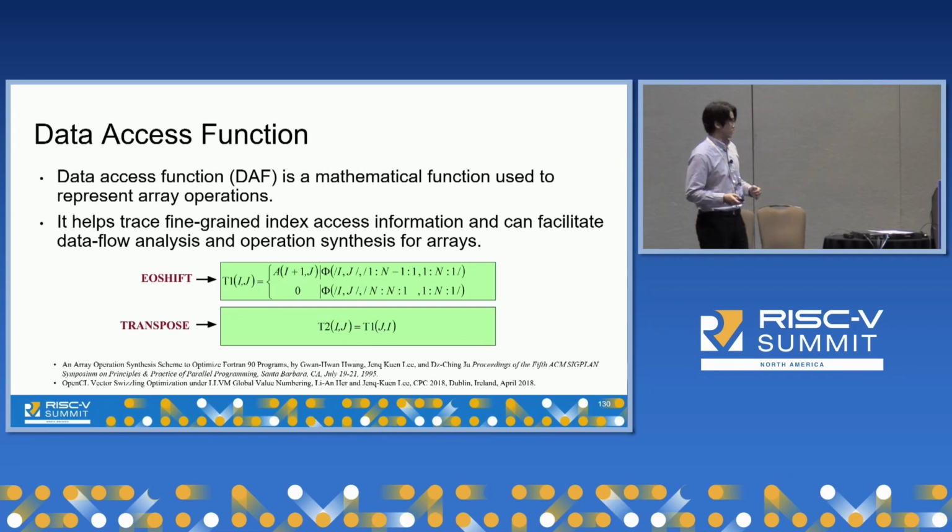And how do we achieve this? We achieve this by utilizing the data access function technique. A data access function is basically using a mathematical function to represent the operations. It can help trace more fine-grained index access instead of treating a vector variable as a whole entity, and can help you perform data analysis and also operation synthesis. It has been used in other array programs like Fortran 90 and also OpenCL.